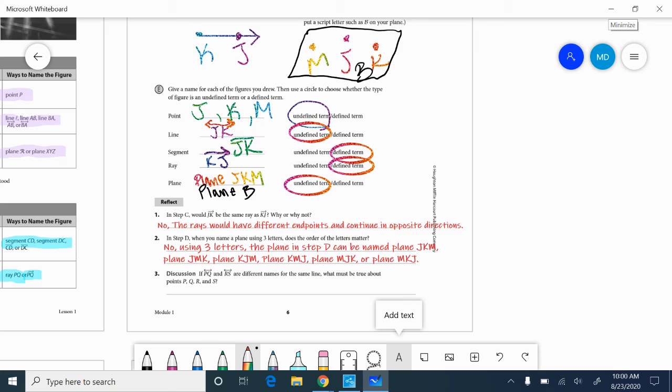For number 3, discuss if line PQ and line RS are different names for the same line. Okay, so if they are different names for the same line, what must be true about points P, Q, R, and S? Well, what must be true?